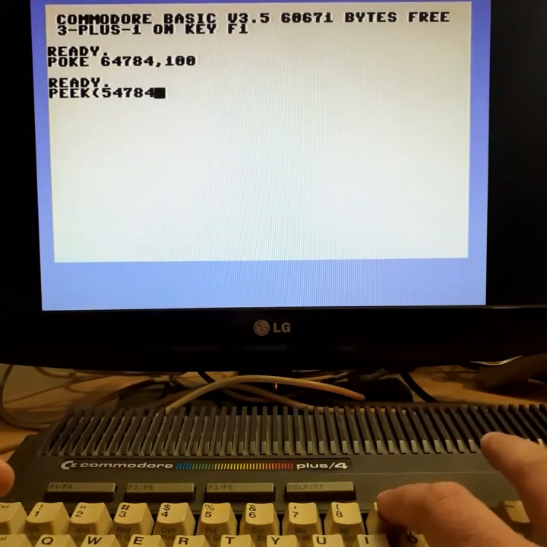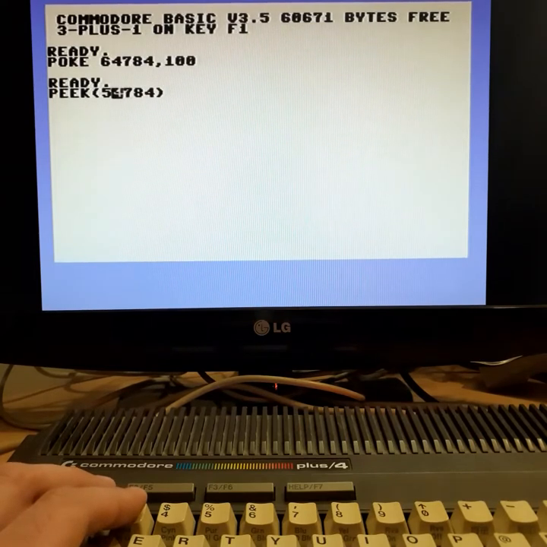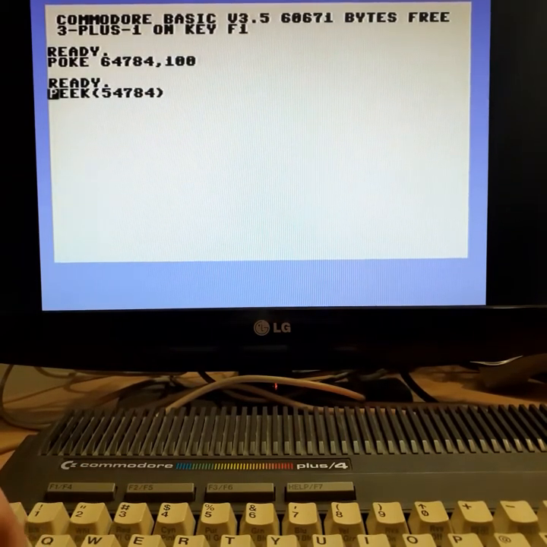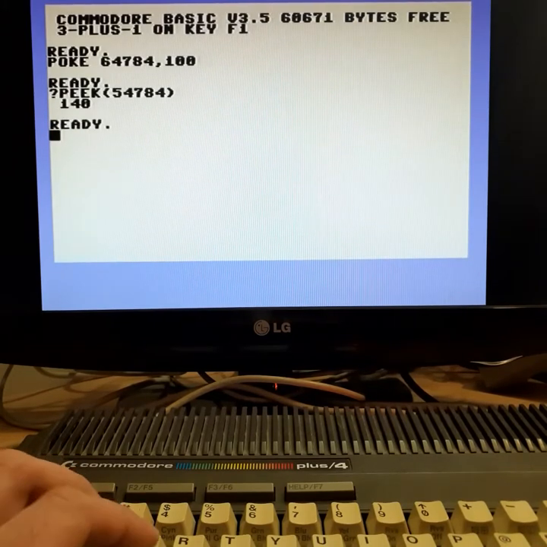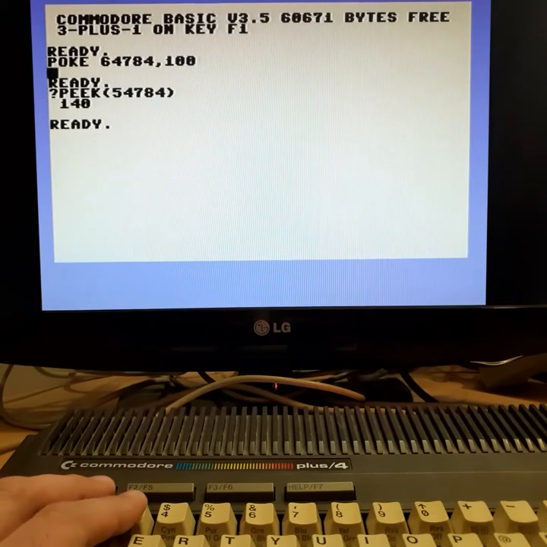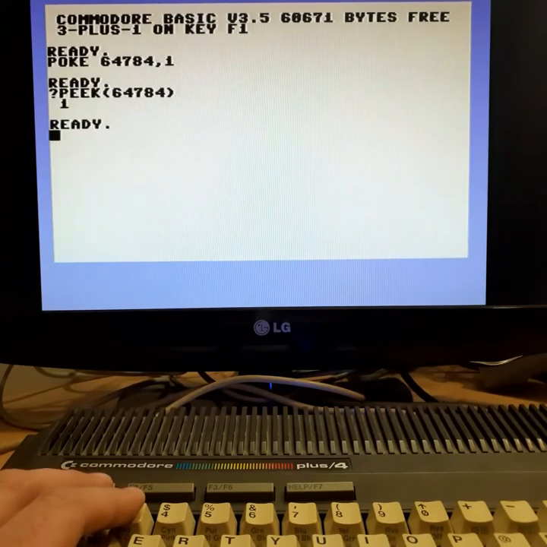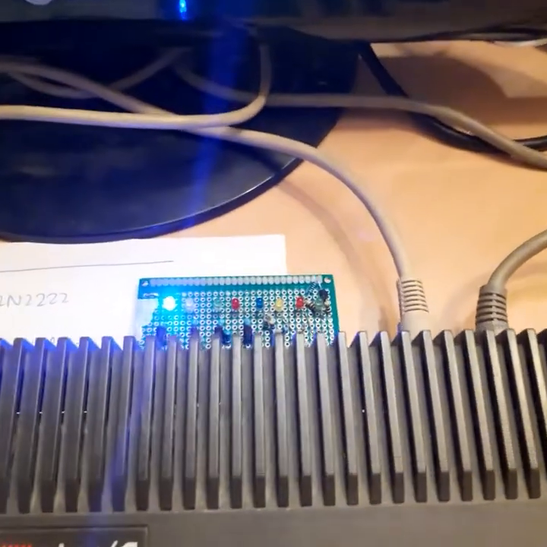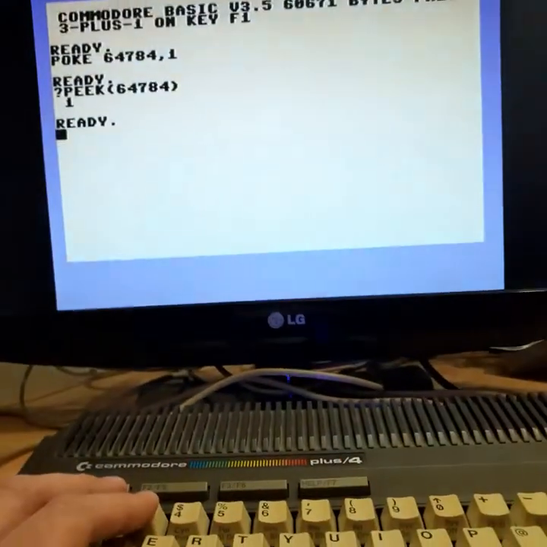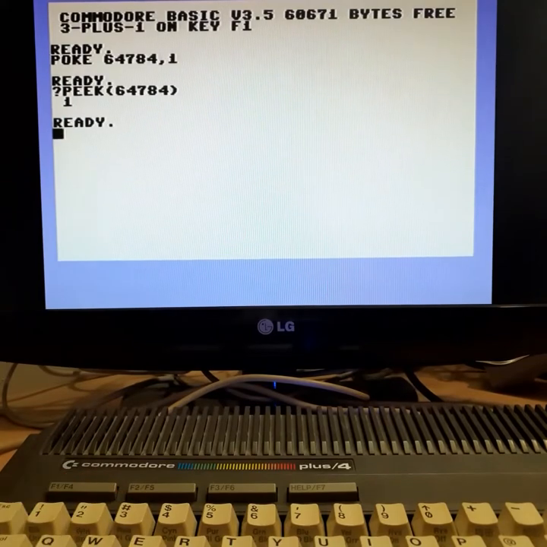And we should try to print it. So let's try to print it. Okay, here we go. And if we set it to 1 and we peek, it's 1. So let's try to play with it.